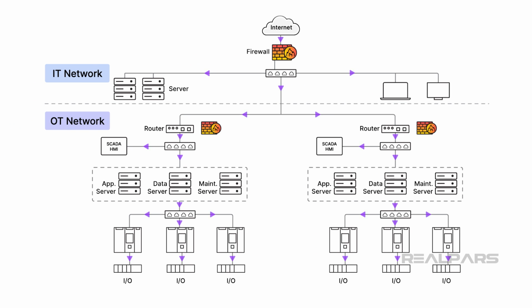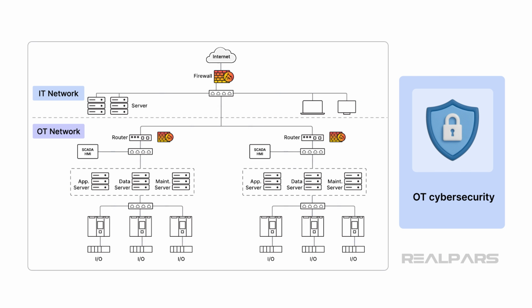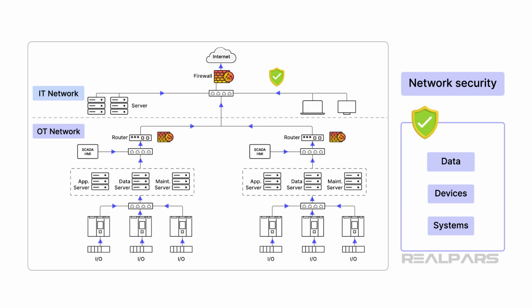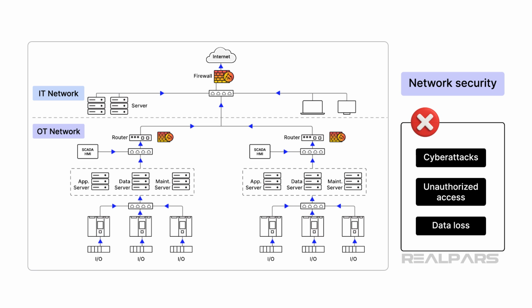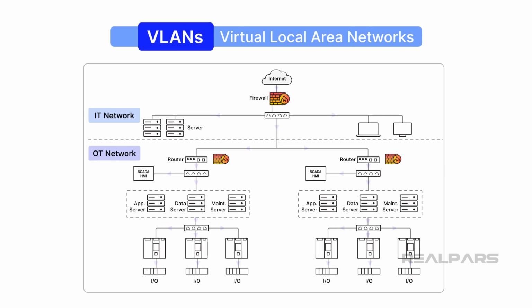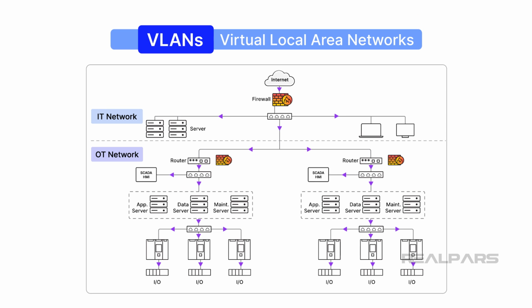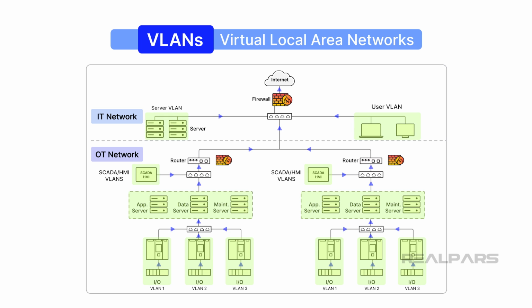As I begin, it will be useful to define a few industry OT cybersecurity and secure networking terms. Network security protects data, devices, and systems within a network. It includes policies, procedures, and technologies to defend against cyber attacks, unauthorized access, and data loss. One such technology is VLANs, Virtual Local Area Networks, which allow engineers to segment the network into isolated zones.